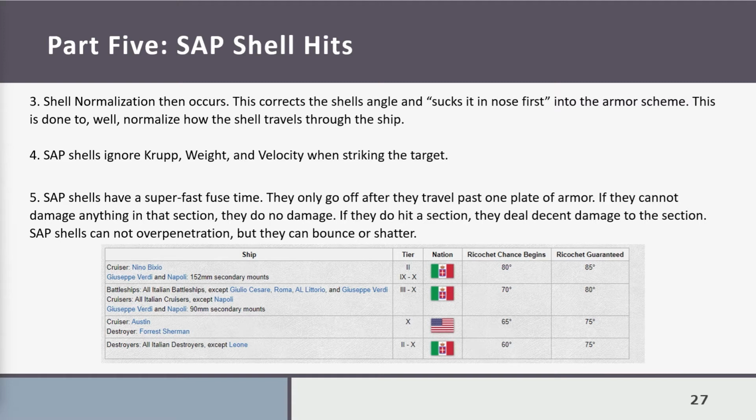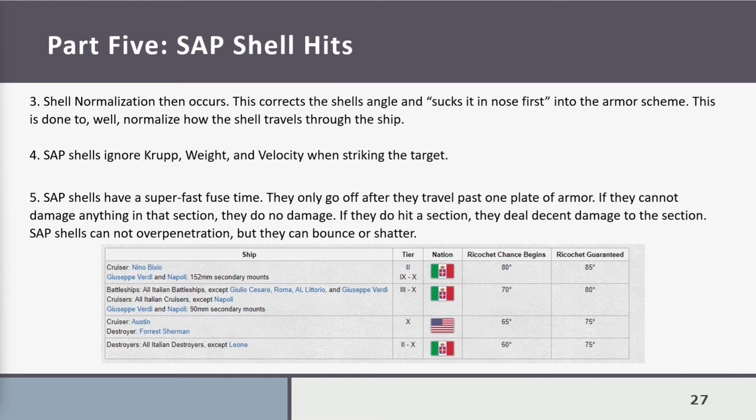SAP shells ignore Krupp weight and velocity. The only time Krupp weight and velocity impact a SAP shell is during its flight time. That's it. And the values are still there to normalize the flight time mechanic. And then SAP shells have a super fast fuse timer.